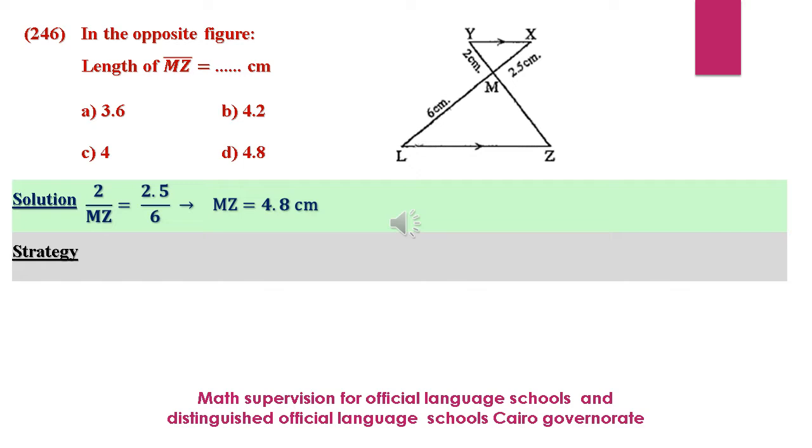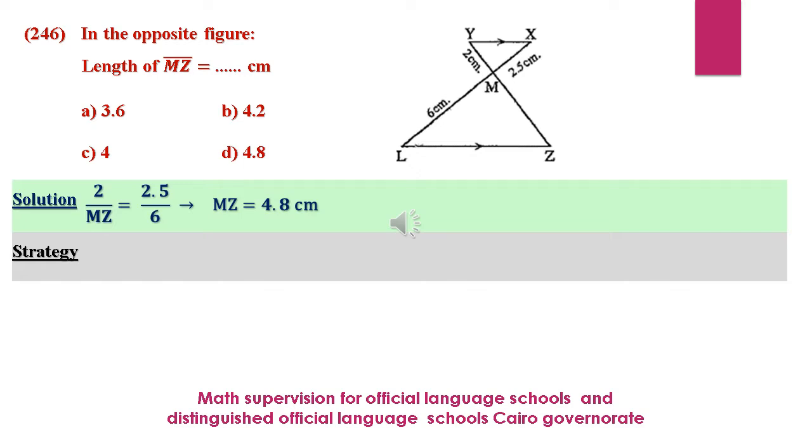In the opposite figure, the length of line segment MZ equals? We have here two parallel lines, XY and LZ. So the ratio between XM and ML equals the ratio between YM and MZ. In other words, 2.5 over 6 equals 2 over MZ. So MZ will equal 2 times 6 divided by 2.5, which equals 4.8.